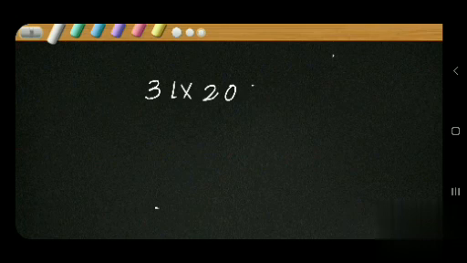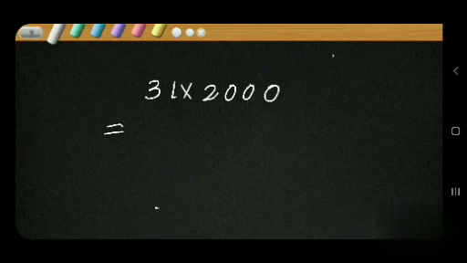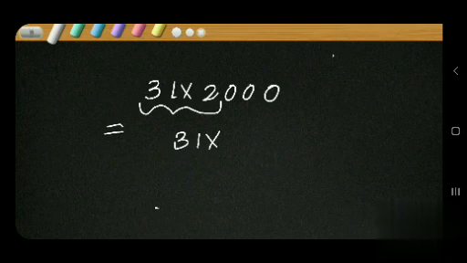Suppose we have to multiply 31 into 2000. What is our question? Don't write, just listen carefully. 31 into 2000. For this, can you say what we have to do? Yes, for multiplying this, first we have to multiply 31 into 2. So we will get one answer here.